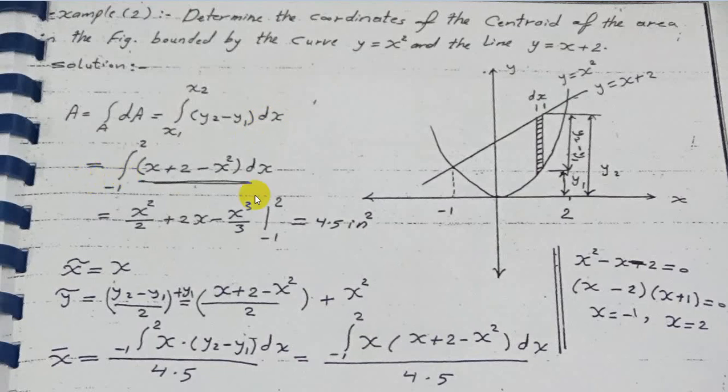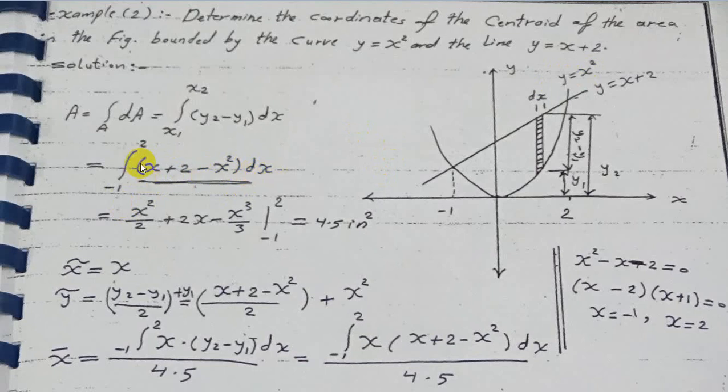The area that we're dealing with is bounded by a straight line, given by the equation y equals x plus 2, as well as y equals x squared, a quadratic equation. So y2 is going to be considered as x squared, and y1 is going to be considered as x plus 2, giving x plus 2 minus x squared, all integrated with respect to dx.